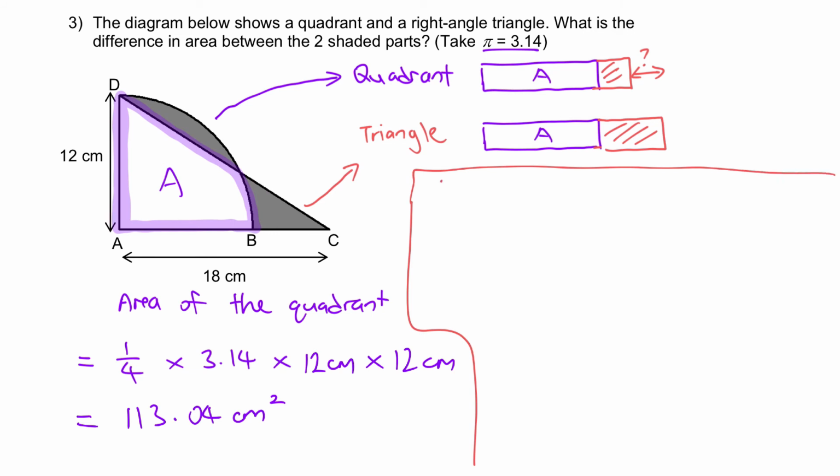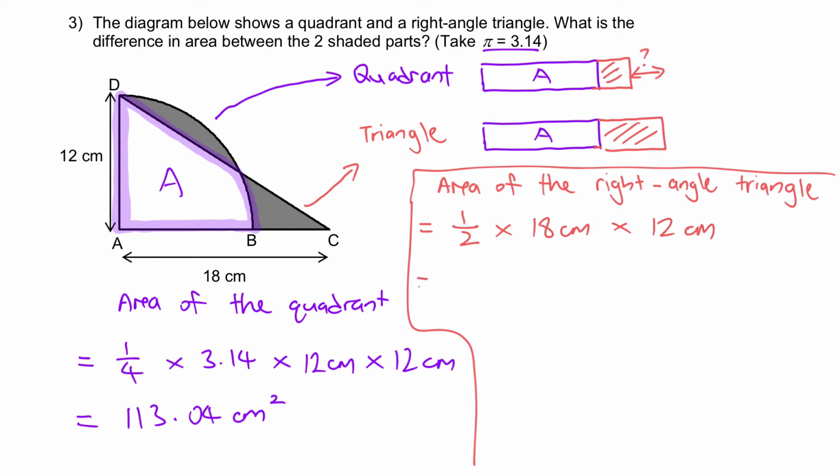Next, let me find the area of the right angle triangle, which is equal to half times the base 18 and the height 12. Which is 9 times 12, that will give you 108 cm square.